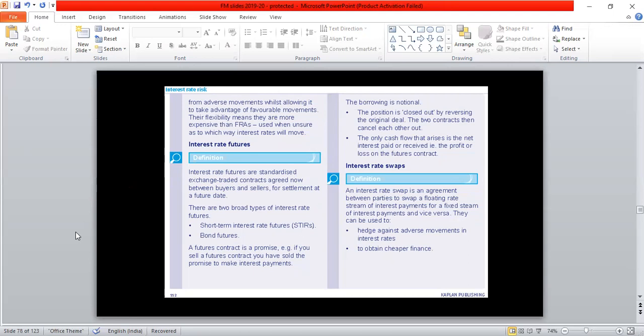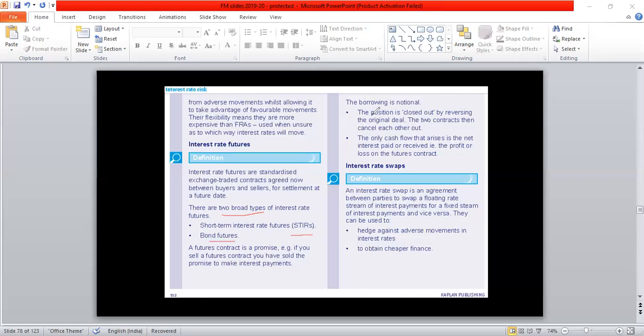Like interest rate forwards, they can also have interest rate futures, which are standardized exchange traded derivatives contracts. Interest rate futures are standardized exchange traded contracts agreed now between buyers and sellers for settlement at a future date. There are two broad types of interest rate futures: short term interest rate futures, STIRs, and bond futures. Bonds are for a longer period of time. A futures contract is a promise. If you sell a futures contract, you have sold the promise to make interest payments in future. The borrowing is notional.